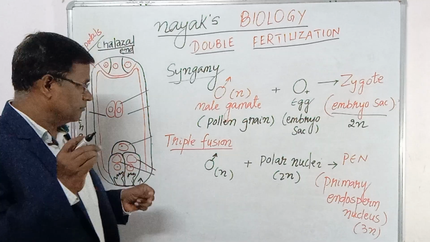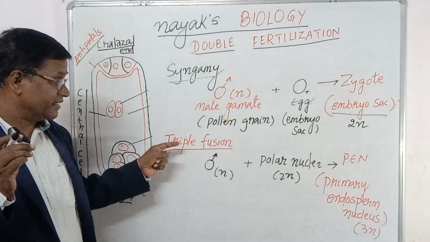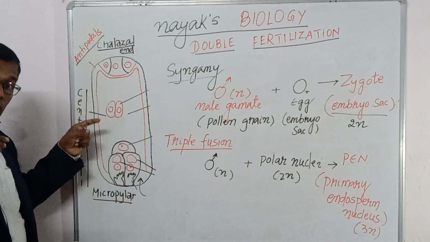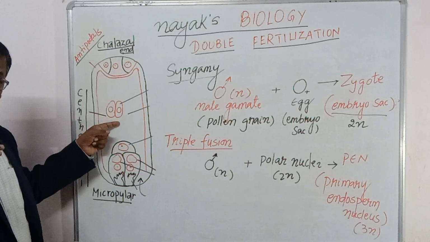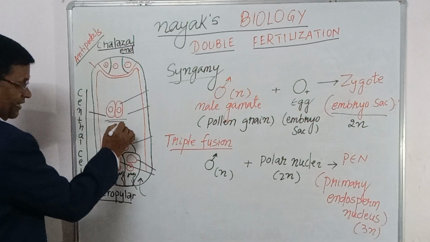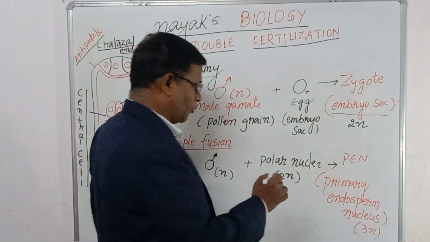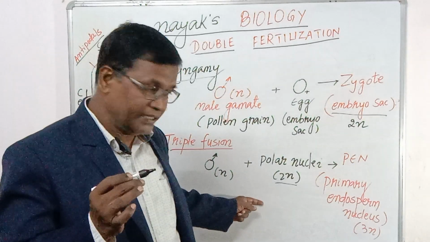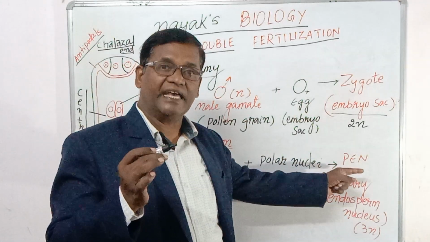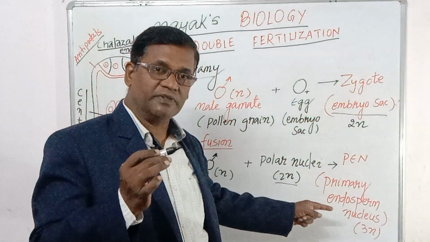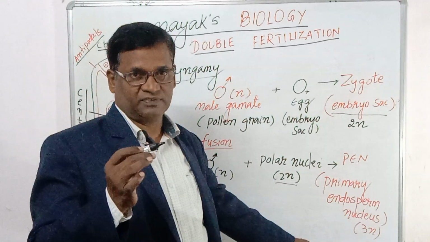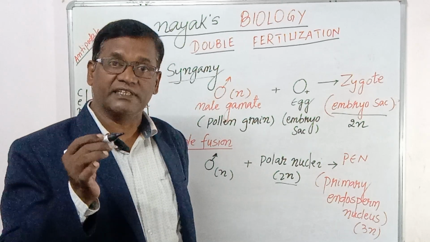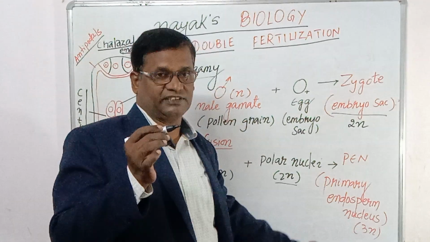Clear? Now come to the triple fusion. What is the meaning of triple fusion? One male gamete fuses here and another male gamete moves upward, where there is a central cell. This central cell, which contains the polar nuclei, combines with this male gamete to form the PEN. PEN means primary endosperm nucleus, which has 3n number of chromosomes. 3n means what? n means haploid, 2n means diploid, and 3n means triploid. Here a triploid condition is there.